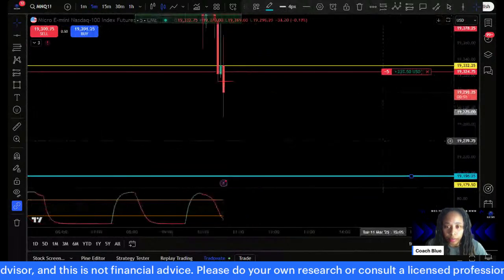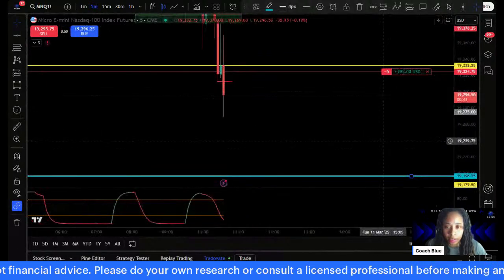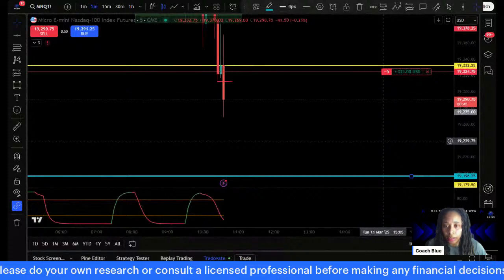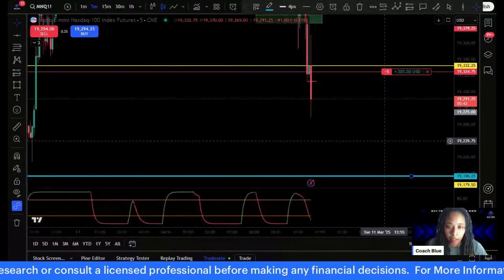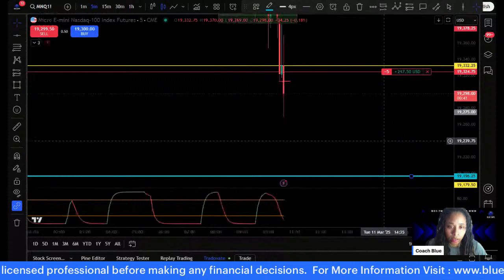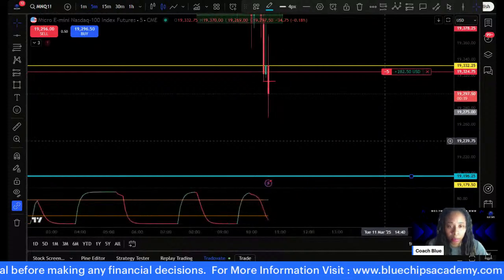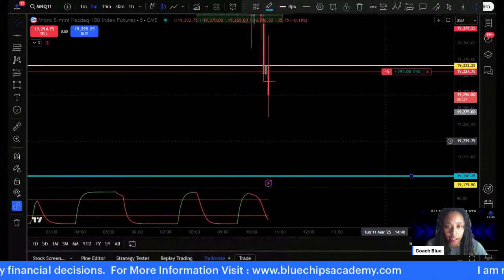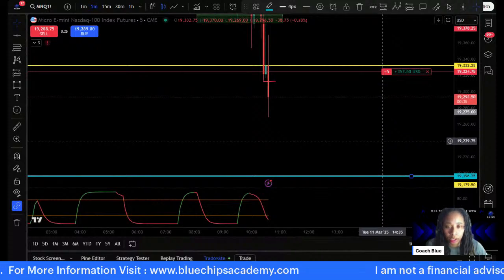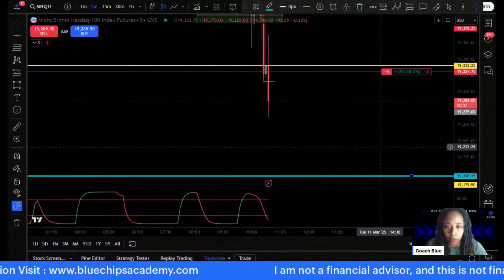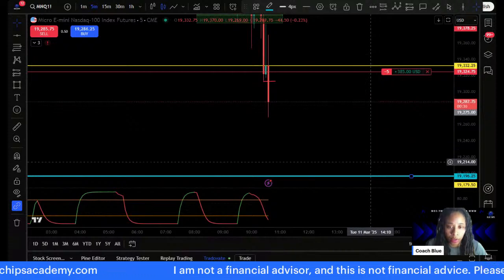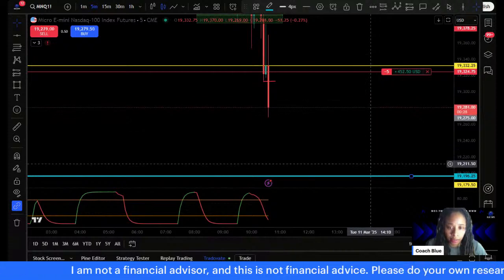So let's see how we do here, guys. See if we can close out in the next maybe 5-10 minutes or so. If you want to protect your position at this point, you can. I'm going to give it some more space to breathe. But if you want to protect your position, you can.